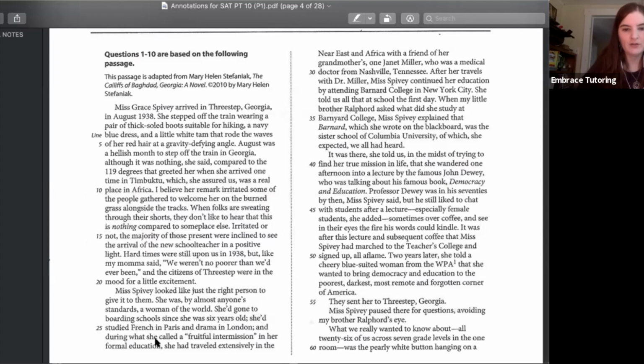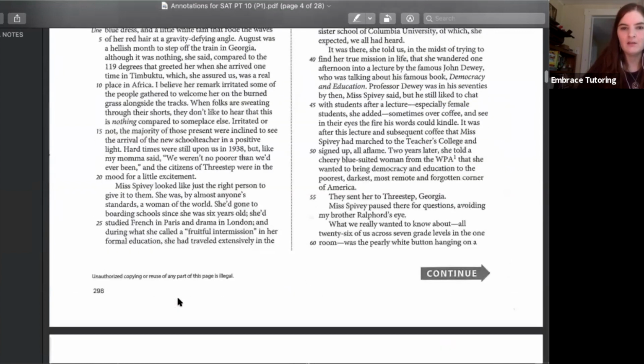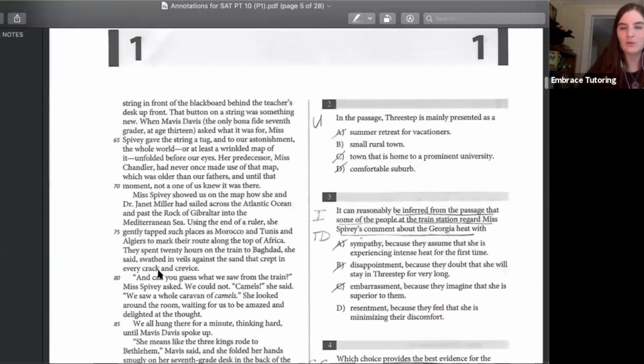You're dealing with French, Paris, London. There's so much going on here in terms of content. One afternoon, different things like that you're looking at, age 13, 7th grader. You want to key in on, or hone in on those things so that you can find them when you're looking for them, because chances are there's a question about it.